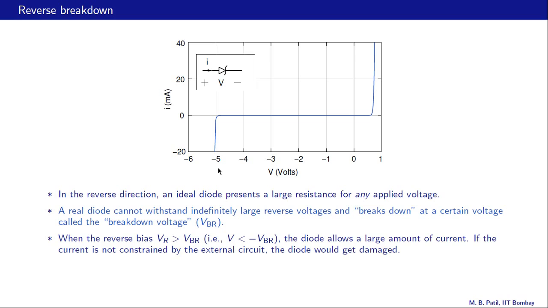Alright. When the reverse bias VR is greater than VBR, that is when the applied voltage is less than minus VBR, in this case minus 5 volts, the diode allows a large amount of current, as seen over here. And if this current is not constrained by the external circuit, then chances are that the diode would get damaged, because this V times I would be too large. That is the power absorbed by the diode, which has to be dissipated as heat. And if that heat is not dissipated effectively, the diode temperature will rise and eventually the diode would get damaged.